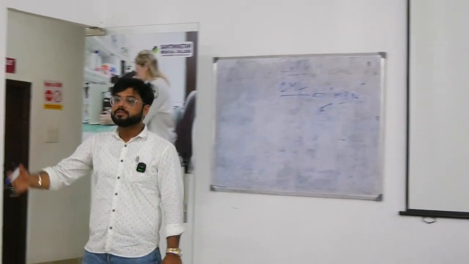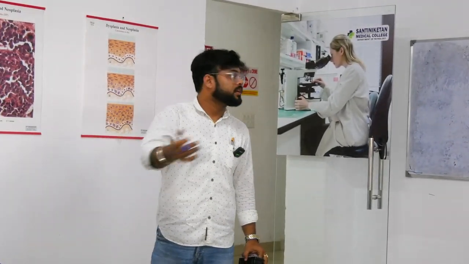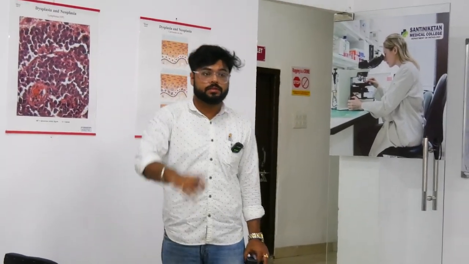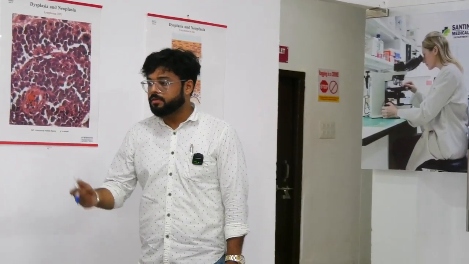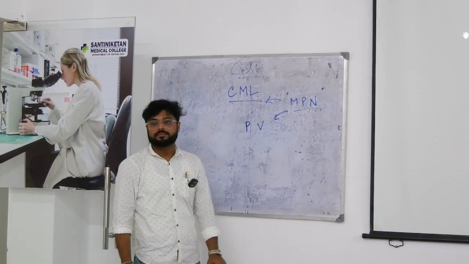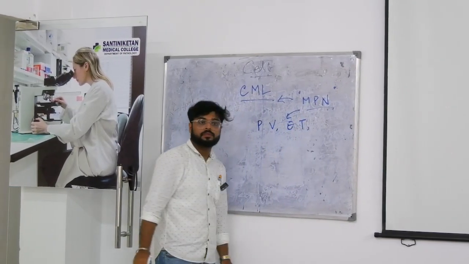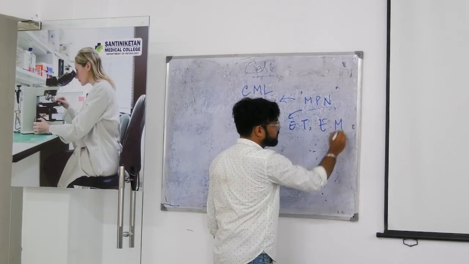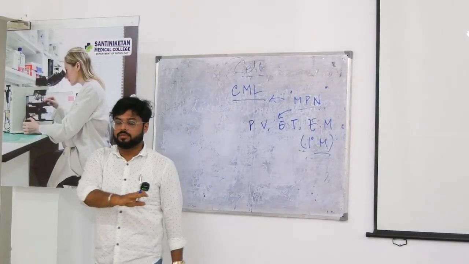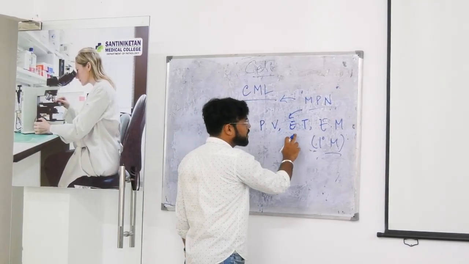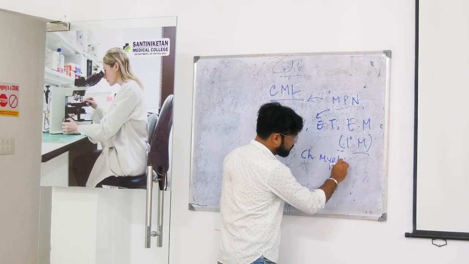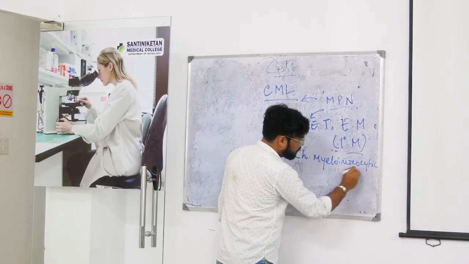Can you say other names, what are the other diseases included within the myeloproliferative neoplasm? No, that's a lymphoid one, it's not a myeloid one. Anyone? Have you heard some name like polycythemia vera, essential thrombocytosis, essential myelofibrosis, or primary myelofibrosis? I'm writing in short. So polycythemia, essential thrombocytosis, and primary myelofibrosis. And another one, chronic myelomonocytic leukemia.